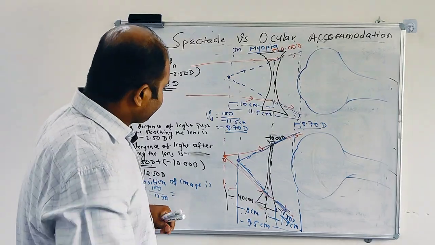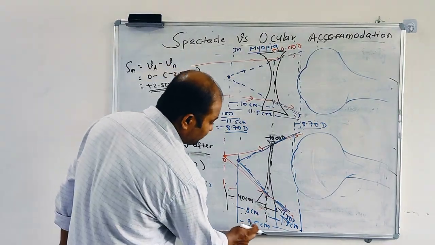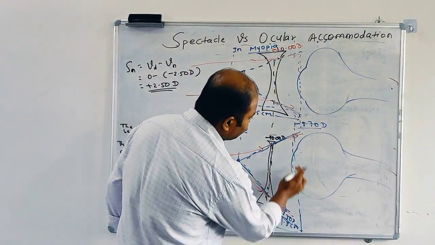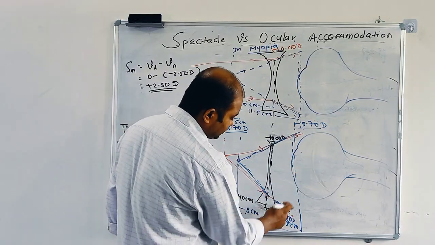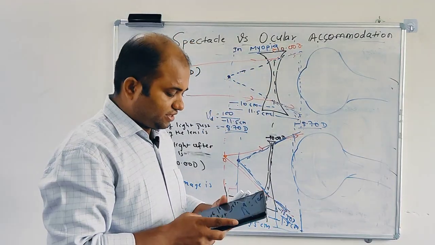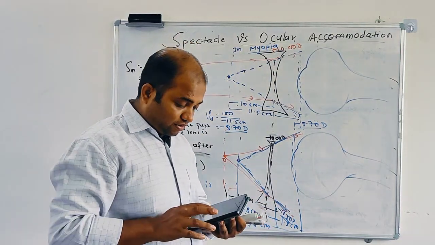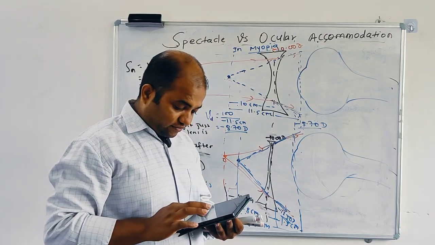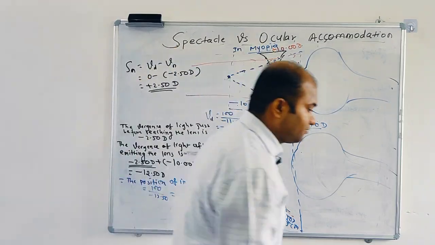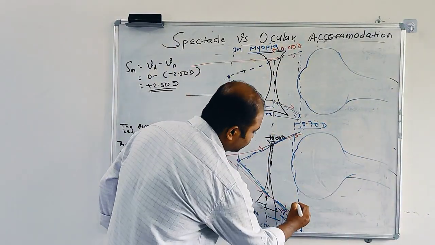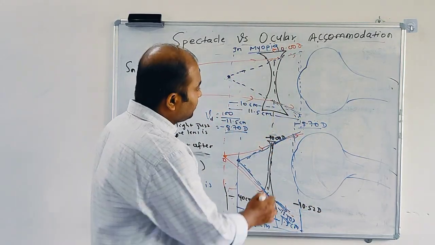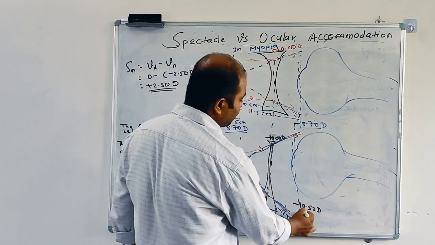Now you do the reciprocal of 9.5, you will get some diopter, right? And that is the Vergence at this point, because from this point the distance is 9.5. So total Vergence will be approximately, let me calculate, 100 by 9.5, it is 10.52. So 10.52 or 10.5 approximately. So here the Vergence is minus 10.52 diopter.